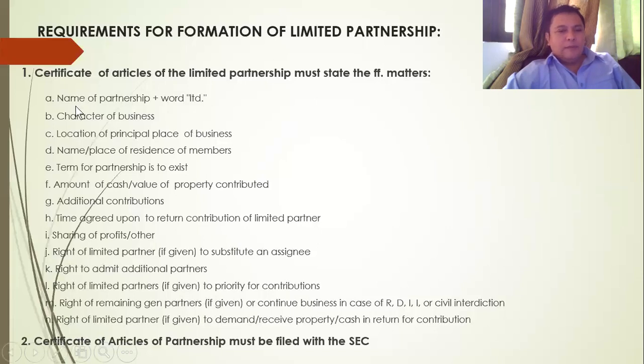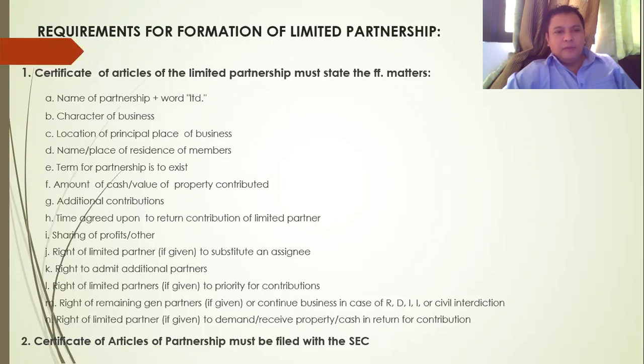So the first one, letter A, the name of the partnership must include the word LTD or limited. No? It means that there is a limited partner in the business. Letter B, the character of the business or the nature of the business must be stated in the articles. Letter C, the location or principal place of business of the partnership. Letter D, the name and the place of residences of the members.